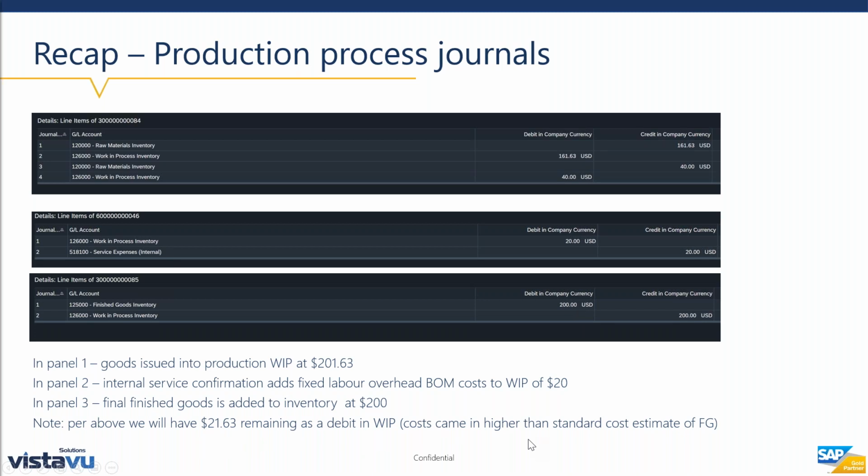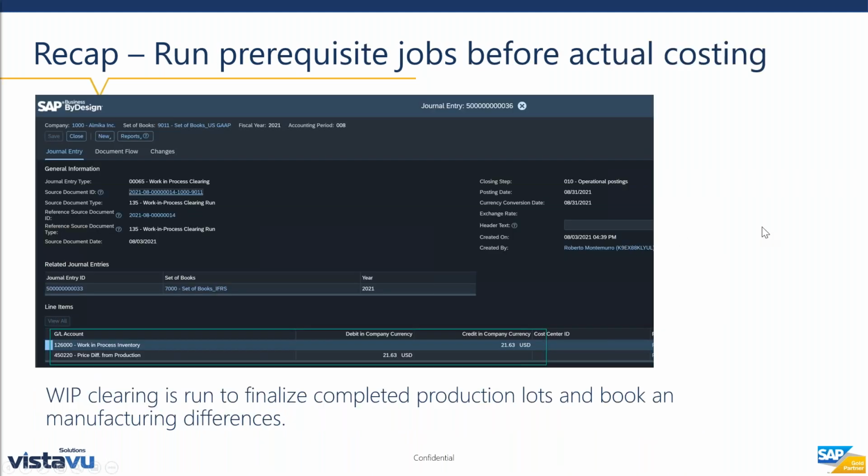So a prerequisite to running your actual costing is to run all of those jobs that were mentioned in an earlier slide. One of those was the WIP clearing job. So here's a screenshot of the journal entry created as a result of running WIP clearing on that table. The system is now writing off the $21.63 from WIP. It's moving it into production variances.